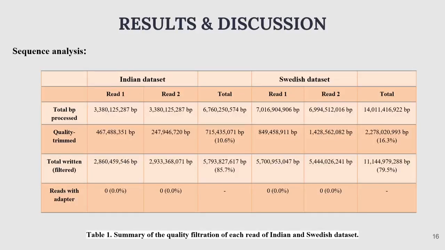Sequence analysis. The quality assessment procedure trimmed the reads with a predefined parameter of about 30 base pairs in length and quality score of 28. 33,466,587 read pairs of Indian data and 69,474,306 read pairs of Swedish data was processed, out of which 9.2% and 12.2% was filtered out due to short length. The details of the trimmed reads in base pairs is provided in the table which is present on the screen. This table gives us a summary of the quality of filtration of each read of Indian and Swedish dataset obtained using FastQC and CutAdapt tool. Further analysis was done using these filtered reads.